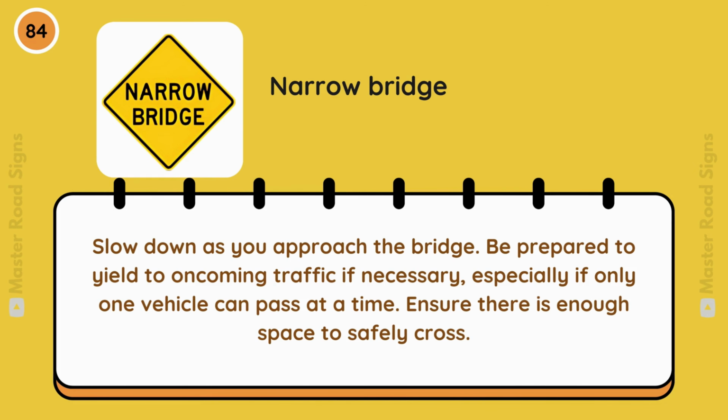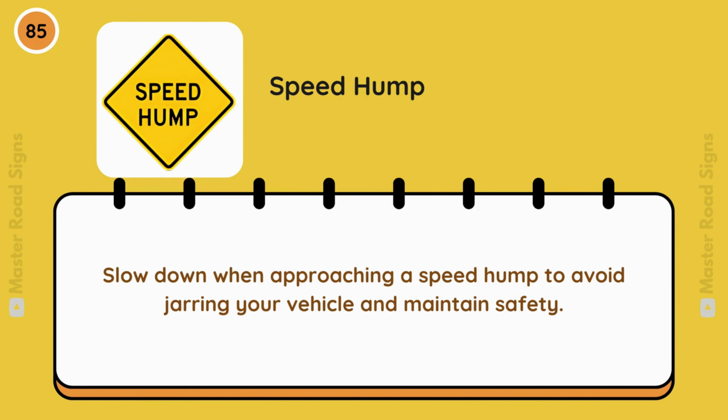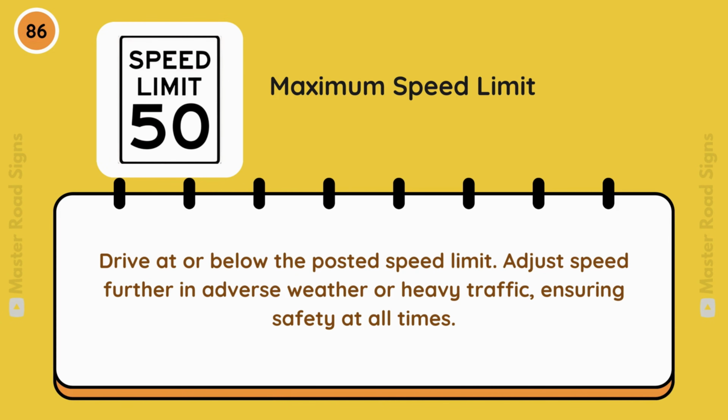Narrow bridge sign. Drivers should slow down as they approach the bridge. Be prepared to yield to oncoming traffic if necessary, especially if only one vehicle can pass at a time. Ensure there is enough space to safely cross. Speed hump sign. Drivers should slow down when approaching a speed hump to avoid jarring their vehicle and maintain safety. Maximum speed limit sign. Drivers should drive at or below the posted speed limit. Adjust speed further in adverse weather or heavy traffic, ensuring safety at all times.